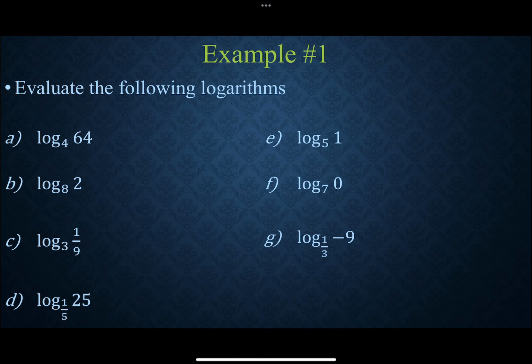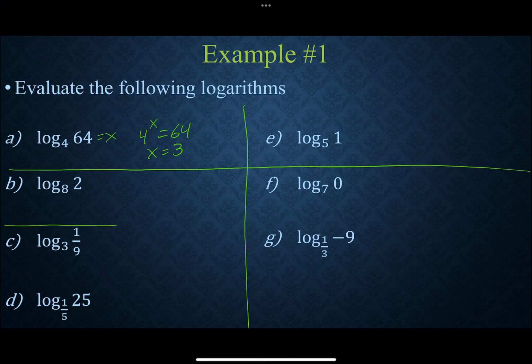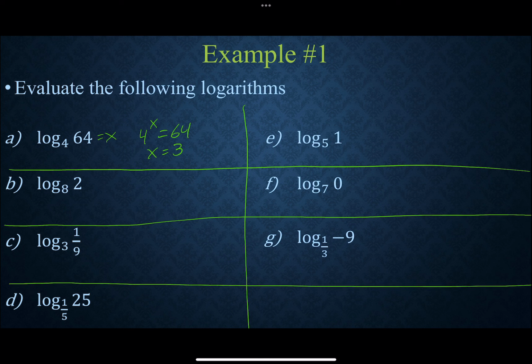Because if this is log base 4 of 64 is equal to x, they're really asking 4 to what power gets us 64? And that's 3. So if we separate this out here so I've got some clear room, we're getting 3 for A. For B, that's equal to x, so 8 to the x equals 2. 8 is really 2 cubed, so it's really 2 to the 3x equals 2 to the first. So that means x is really 1/3.